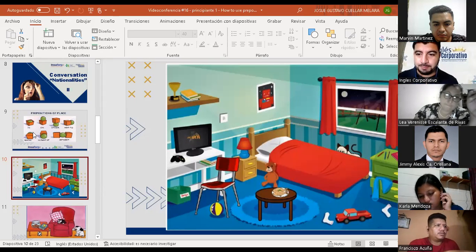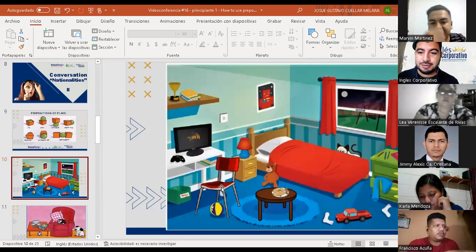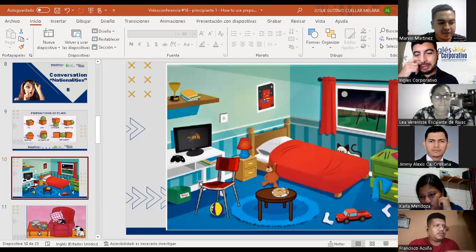Under. Solo que antes de under decimos is. Okay. The ball is under the chair. The chair. Good. Okay, Marvin. And then Lea.